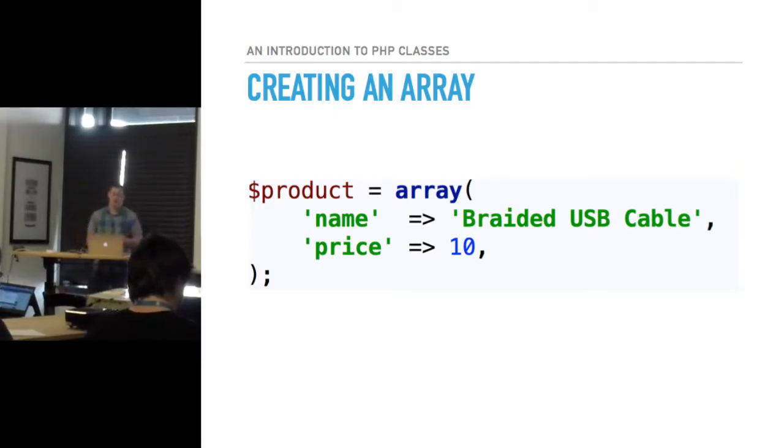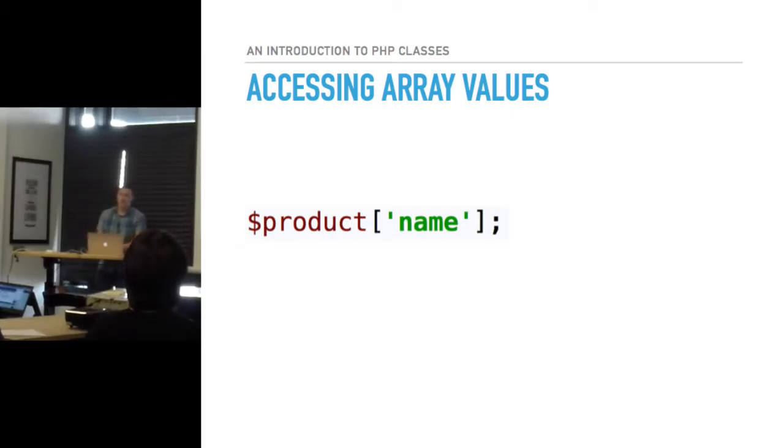So an array is nothing more than a collection of values, and sometimes it's an associative array where it has some sort of a key that's been specifically assigned to the value. So it's common practice that if you wanted to be able to access something like the name of this product, you would do something like this. You'd use product, which is your variable, which is the array, brackets, and then in quotes the name of the thing that you want to fetch.